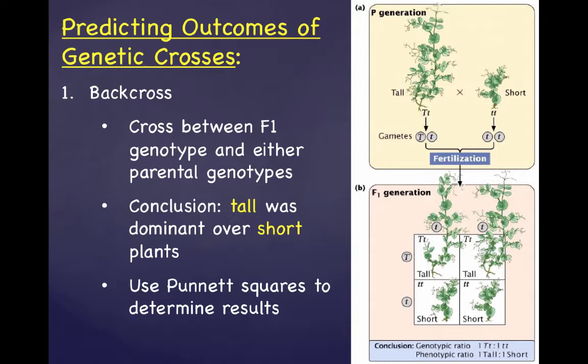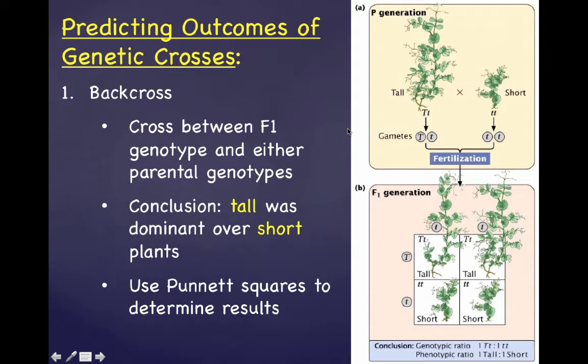All right, so we're just going to start talking a little bit about how to predict the outcomes of genetic crosses. One of the ways that Mendel actually used quite often in his experiments was by conducting a back cross. So a back cross is where you cross an F1 genotype to either one of the parent genotypes. So you're actually crossing an F1 generation product back to the P generation.